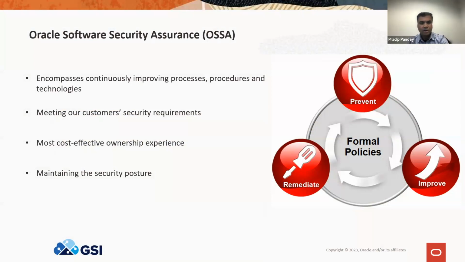Thank you, John. So again, continuing. Oracle JD Edwards follows a process called the Oracle Software Security Assurance Program, where we encompass continuous improvement of process, procedures, and technologies to meet our customers' security requirements, which are evolving every day, every year, nonstop. The goal is to provide the most cost-effective ownership experience to our customers, and also provide a secure posture for our customers' environment. Next slide.